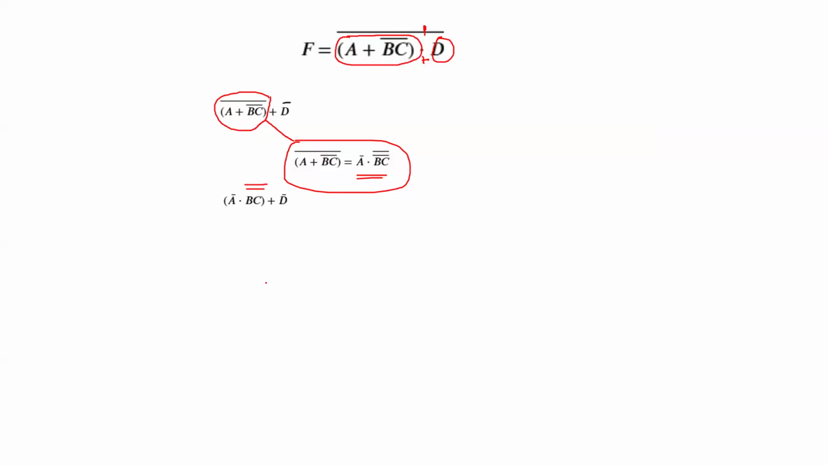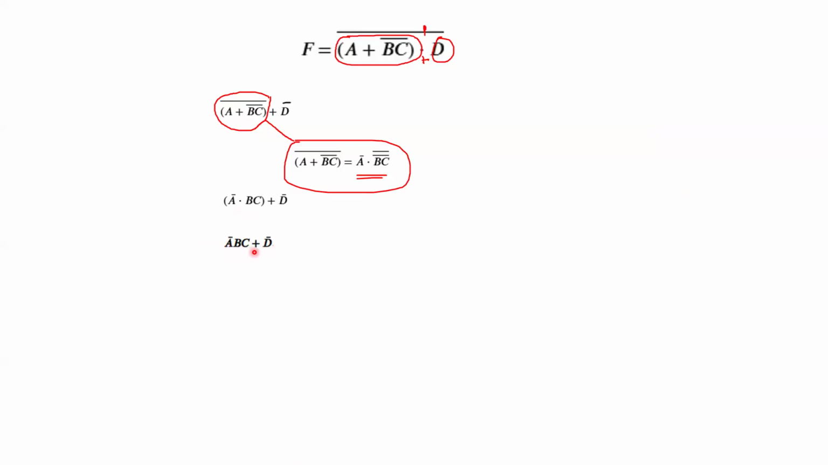Right here. And double negation just eliminates itself. So there you go. A and B and C or not D. Here's the final answer. Right? That's simple. We can't simplify it anymore.